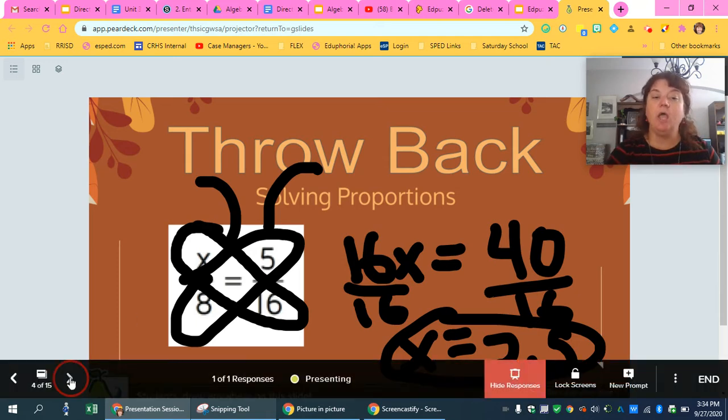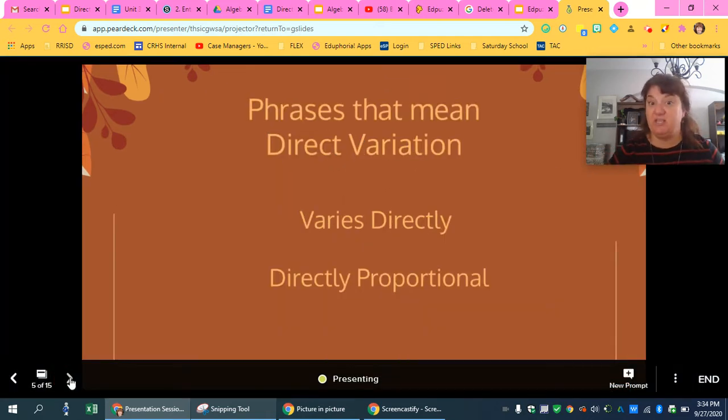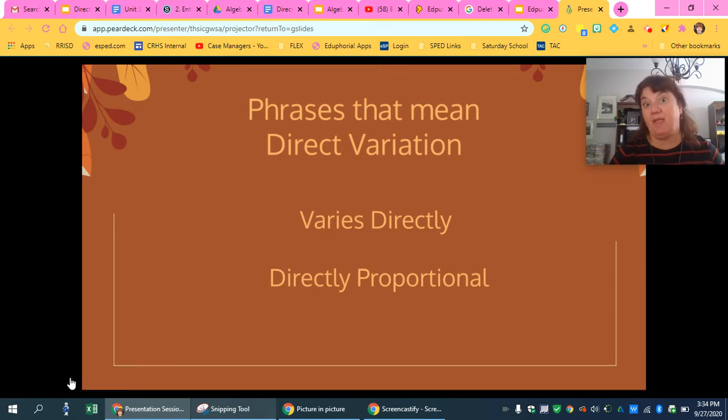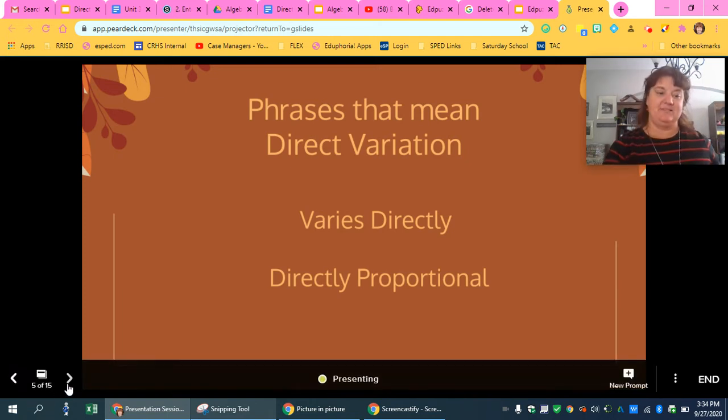Okay, when we're talking about direct variation, phrases that mean direct variation are "varies directly" and "directly proportional." So we're going to put together the rate of change, slope, and proportions. Okay, so here we go.